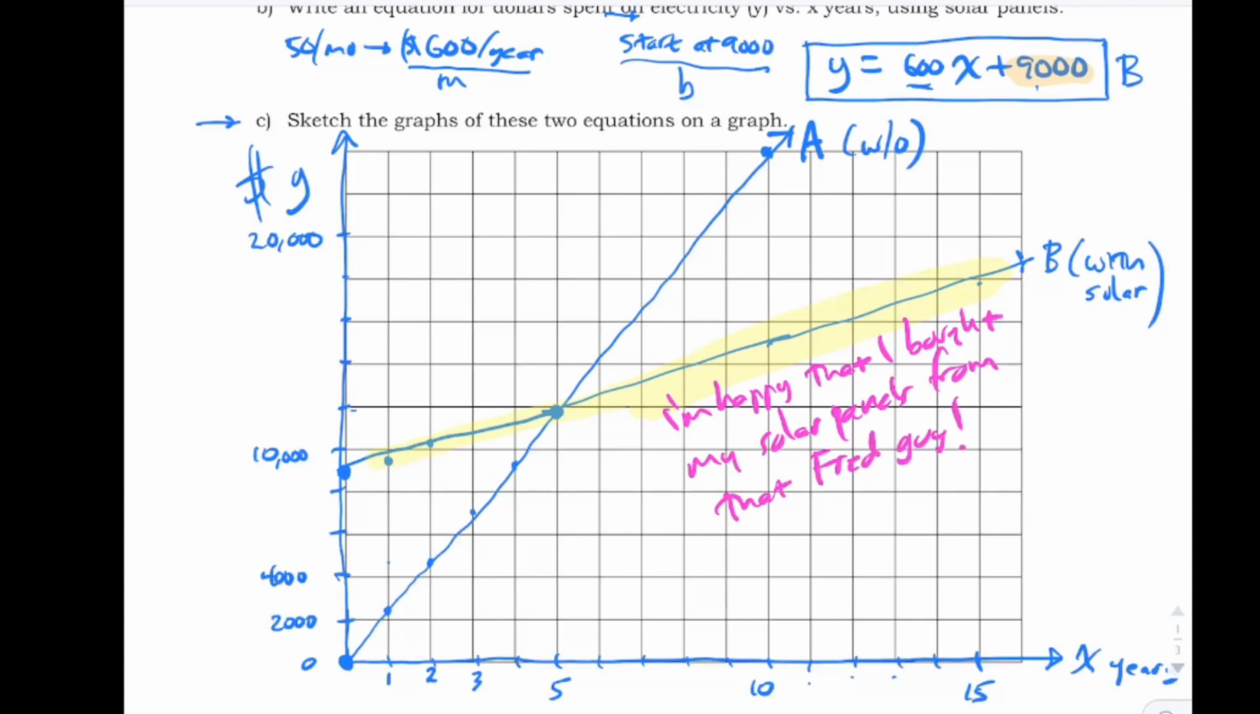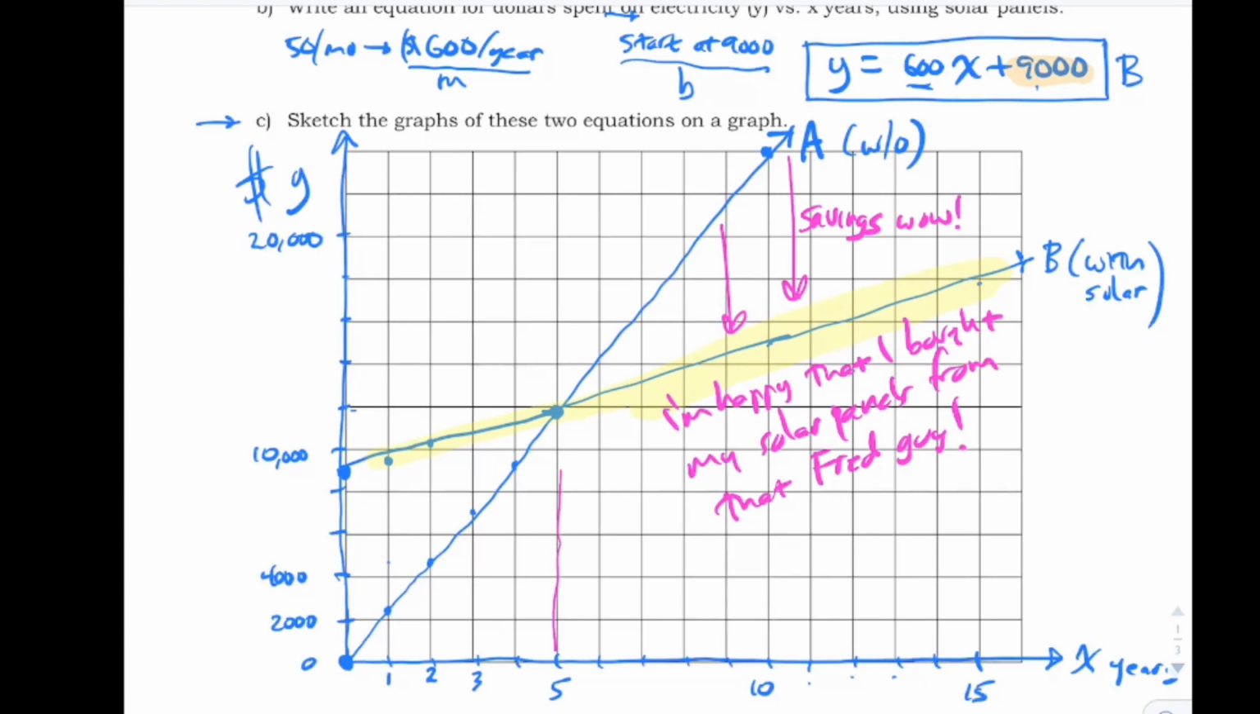You're not happy right now, but 5 years will go by and it's like, yeah, I know, you told me 5 years I'd break even. But look at this widening gap. This is all savings up here, right? Savings, wow. And that makes a nice brochure, don't you think? You want to put that graph on the brochure.